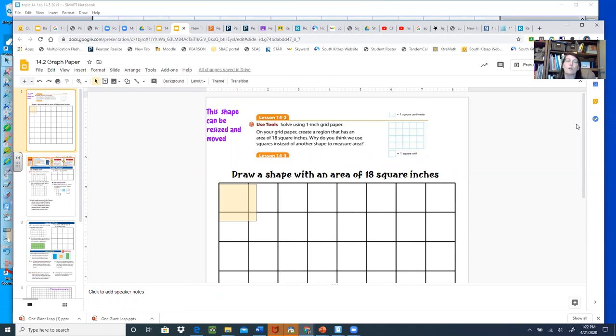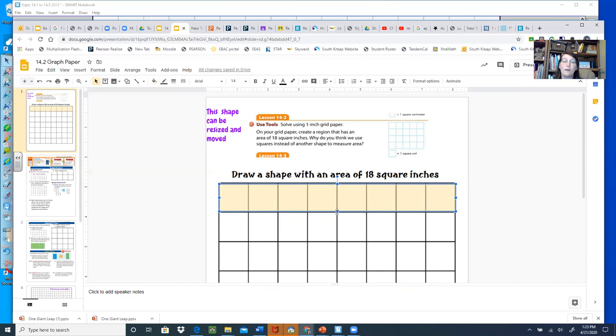Just make the video on one half of your screen and have this be on the other. So it says, on your grid paper, create a region that has an area of 18 square inches. It doesn't say it has to be a rectangle. It could be a little funky. It might be tricky to do stair steps. You would have to do some copy paste and have several shapes next to each other. The thing is not long enough to do a 1 by 18. So you cannot do 1 by 18, because the biggest I could make is a 1 by 8.